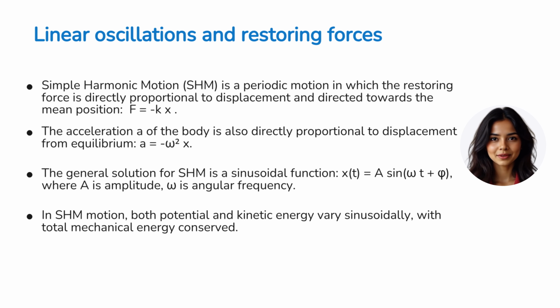How do we describe the exact motion over time? That's where the general solution pops in. Displacement as a function of time, x of t, equals a times sine of omega times t plus phi. Here, a is the amplitude, the maximum distance from equilibrium, omega is what we just talked about, and phi is called the phase constant, adjusting the starting point of the motion.